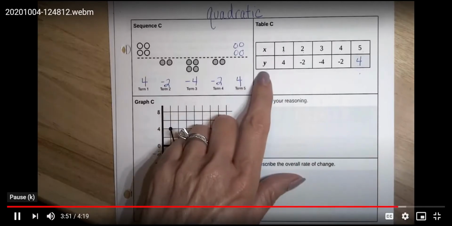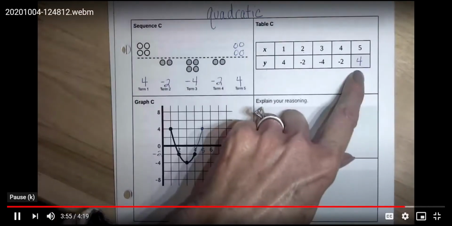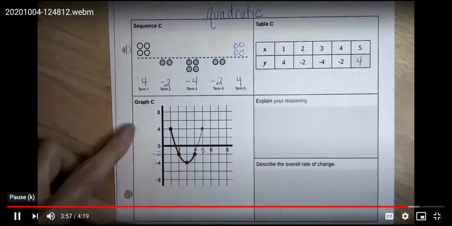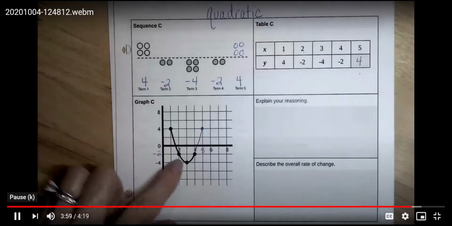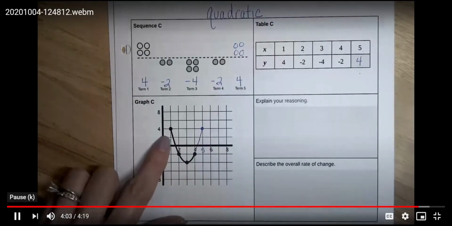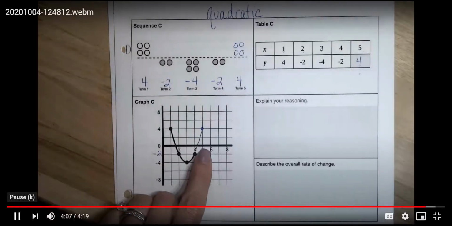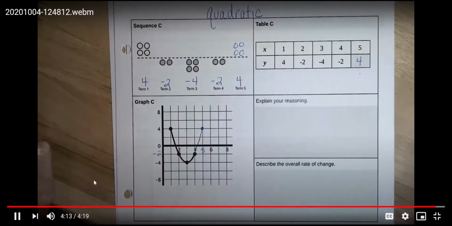X is the number of the term, Y is the number of circles. So at term 5, we can record 4 circles. Over here on the graph is very easy to continue. It's going to finish back up where it started at 4 circles. So here's term 1, term 2, term 3, term 4, term 5. And at term 5, we have 4 circles for this quadratic function.